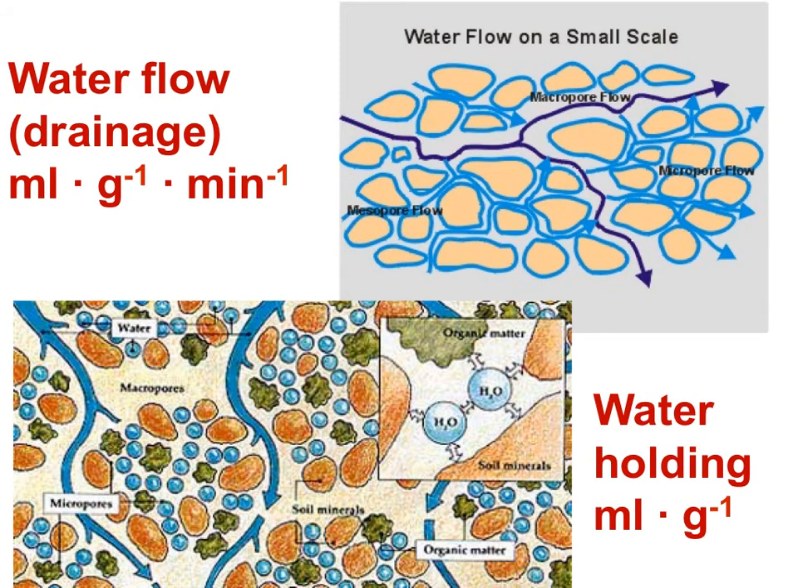There are two important properties of soil. There's water flow, otherwise known as drainage, measured in milliliters of water flowing per gram of soil per minute. Secondly, there is water holding, measured in milliliters of water held within the pores of soil per gram of soil. Water flow measures the soil's ability to drain water, while water holding measures the amount of water held within the soil. Now stay tuned to these characteristics as I dig into each of the different particles.